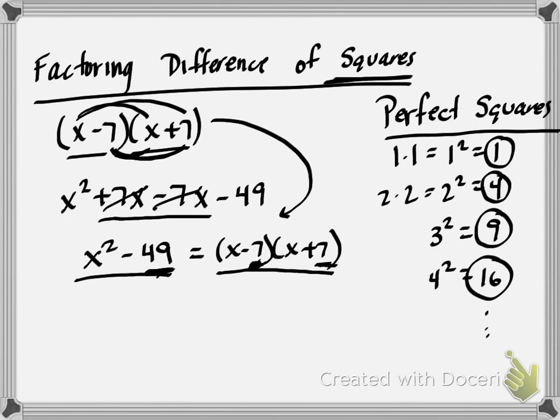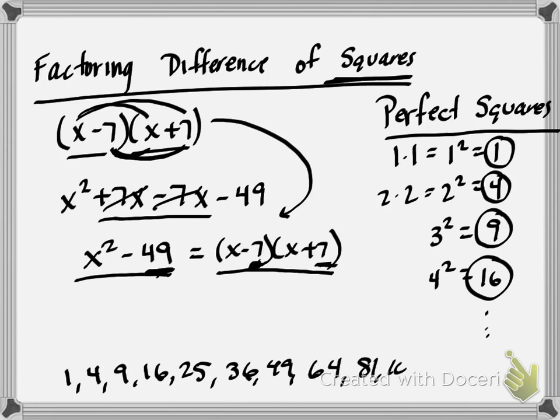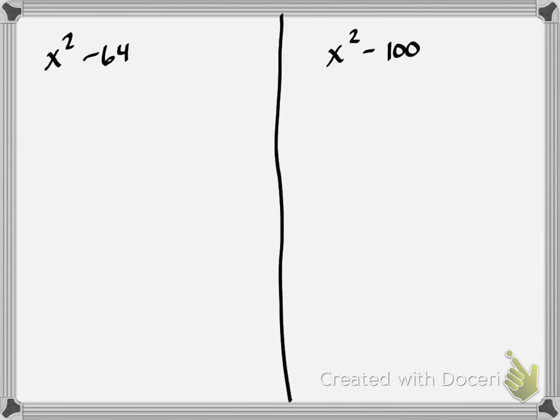For a list, the first 10 perfect squares are 1, 4, 9, 16, 25, 36, 49, 64, 81, and 100. That's 1 squared, 2 squared, 3 squared, 4 squared, 5 squared, 6 squared, 7 squared, 8 squared, 9 squared, and 10 squared. Knowing the relationship between this number and how it gets factored will actually make this really fast. I'm going to show you a couple different examples here on the next page.